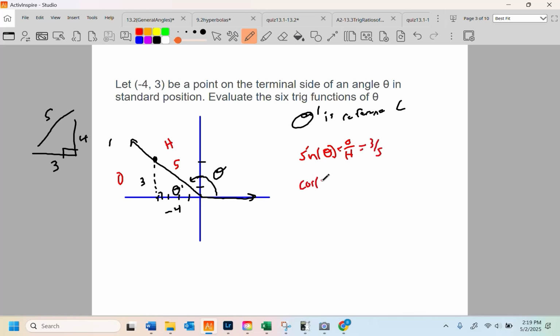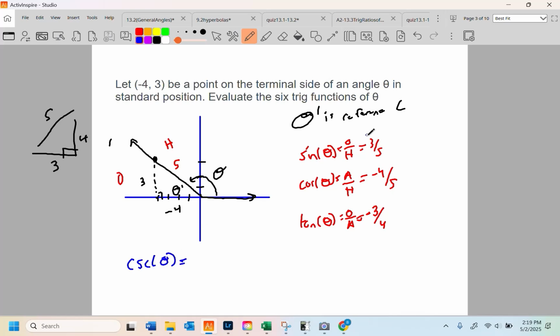The cosine of theta, that's a over h. Adjacent is -4, and the hypotenuse is 5. I'm going to point out something here in just a second. Tangent of theta is opposite over adjacent. So opposite is 3, adjacent's -4. So 3 over 4, and the 4 is negative. We'll move the negative out to the numerator. And then we get to do the reciprocals. And you can really do this using the SOH CAH TOA thing if you want. I just like to flip numbers.